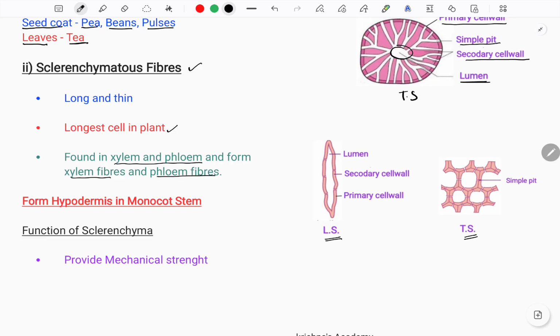Sclerenchymatous fibers form the hypodermis in monocot stem. In dicot, it was collenchymatous. In the case of the monocot stem, it is sclerenchymatous. This is the big difference. And the only function of sclerenchyma is that it provides mechanical support to the plant, or gives mechanical strength to the plant. So this is all about the three types of simple permanent tissue: parenchyma, collenchyma, and sclerenchyma.